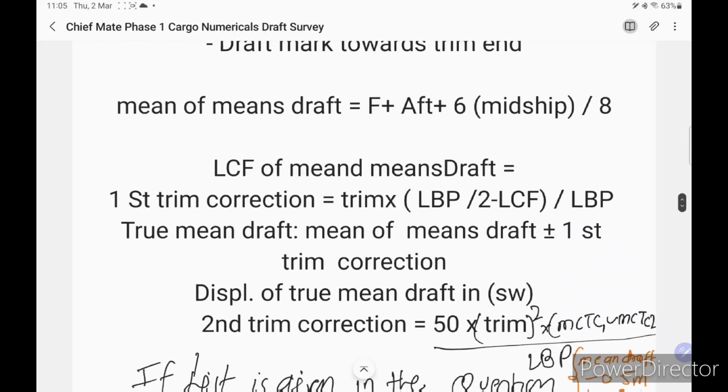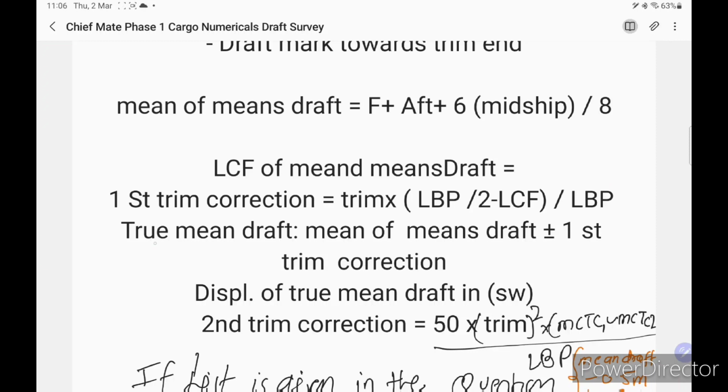Then we have the first trim correction, which is also a very important formula you should remember. The first trim correction is equal to trim into LBP. LBP is constant because we are using ambihenships particulars, so our LBP is 143.16. You should remember this LBP, otherwise you need to check the ambihenships particulars. So the first trim correction is equal to trim into LBP divided by 2, minus LCF divided by LBP.